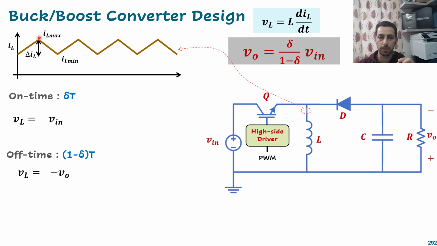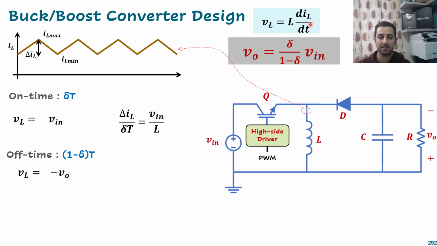And from minimum to maximum during the on time, and from maximum to minimum during the off time. So I know in the on time VL equals Vin, but I know as well VL equals L di/dt. Di is the change in current, and the change happens from minimum to maximum. So I can use that equation now, but delta IL will be replaced by this one, okay?